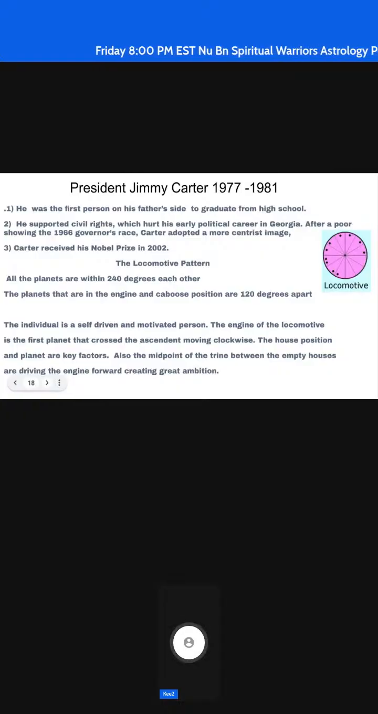All the planets are within 240 degrees of each other. The planets that are in the engine and caboose position are 120 degrees apart. So as you look at blank houses with no planets in it, one of those points represent the engine and the other point represents the caboose.